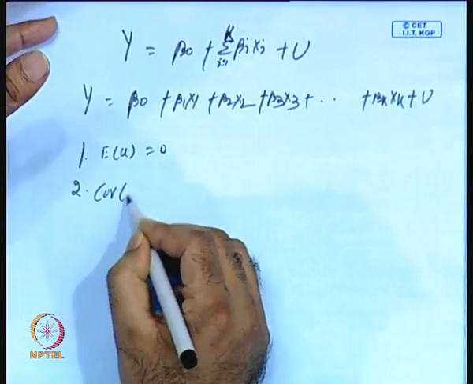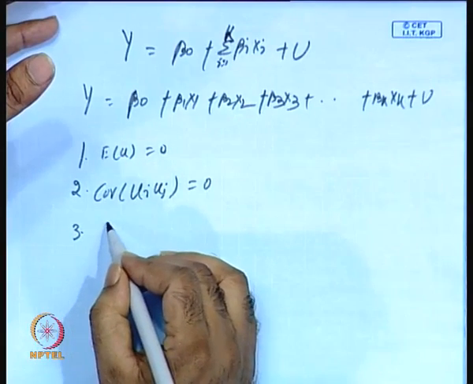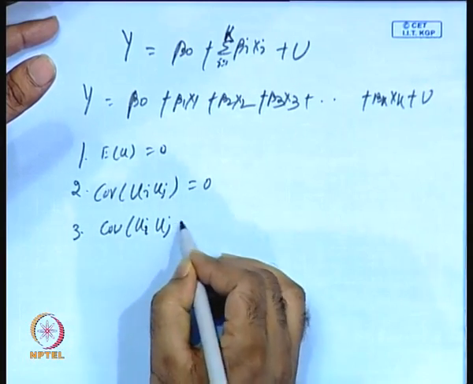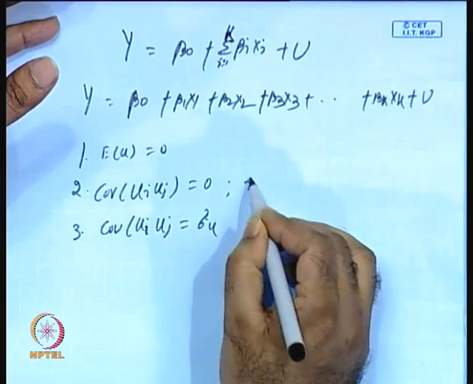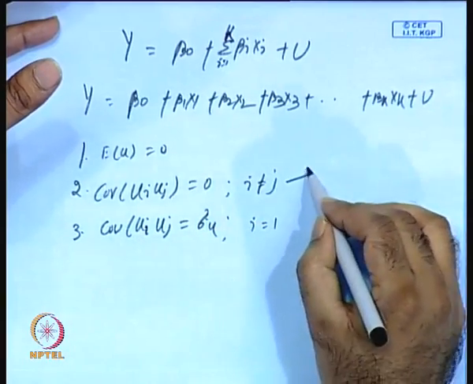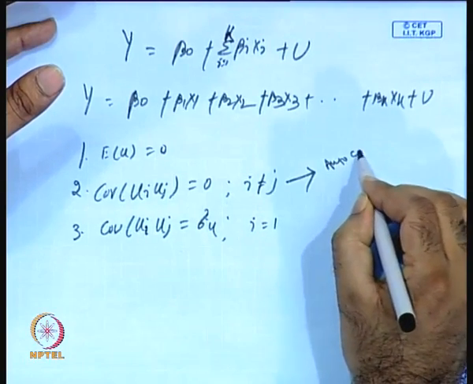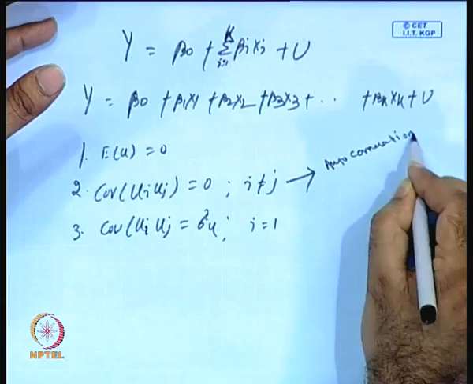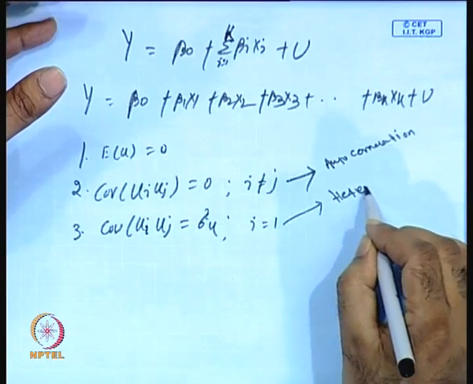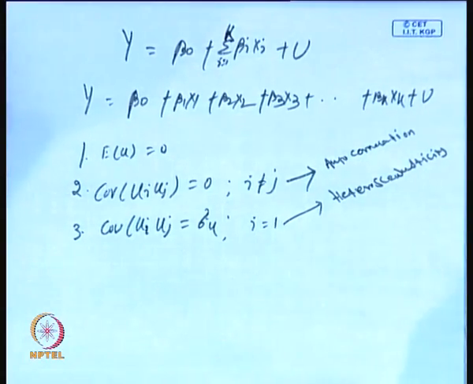Then the covariance of ui uj is equal to 0. The third is the covariance of ui uj is equal to sigma square u, in the case i equal to j, and equal to 0 in the case i not equal to j. If this is not satisfied, then it is the serial correlation problem or autocorrelation problem, which we discussed earlier. If the constant variance does not exist, then it is called the heteroscedasticity problem.